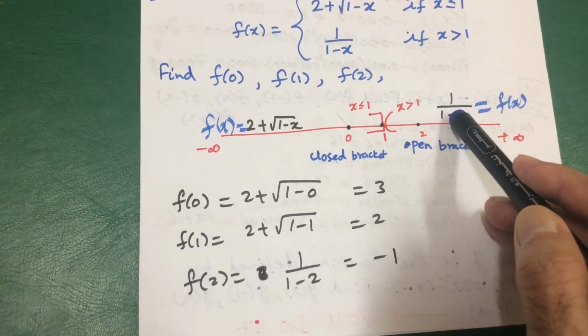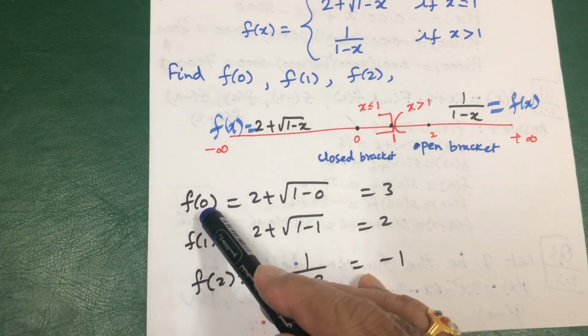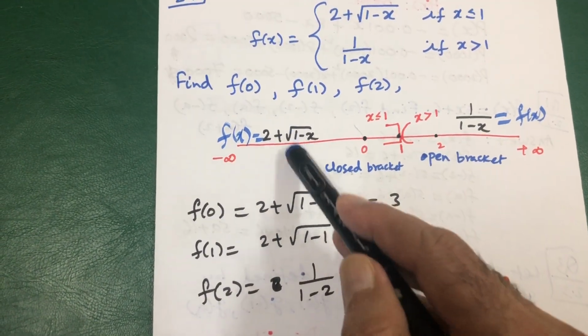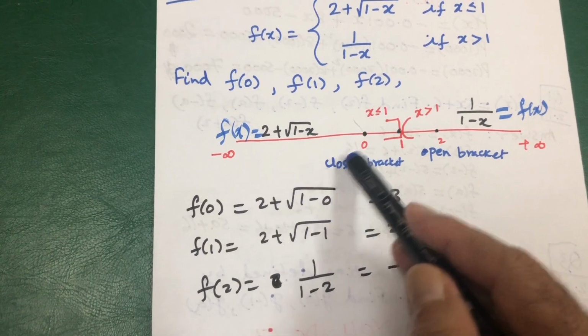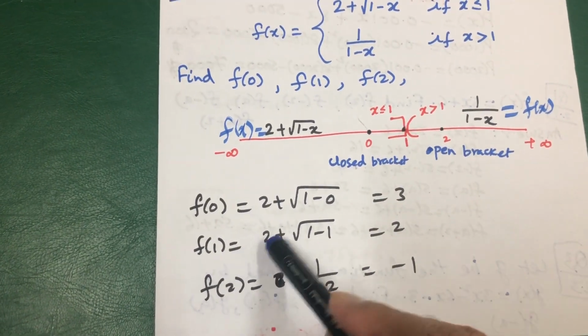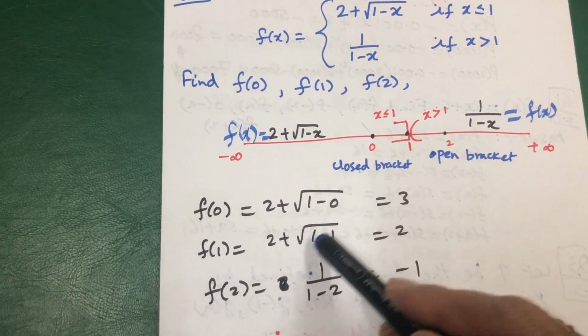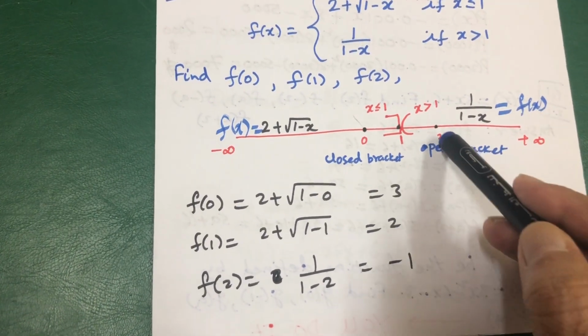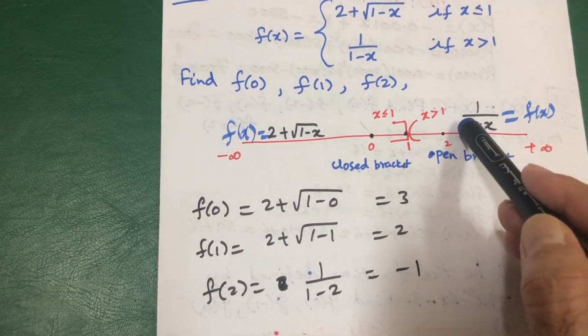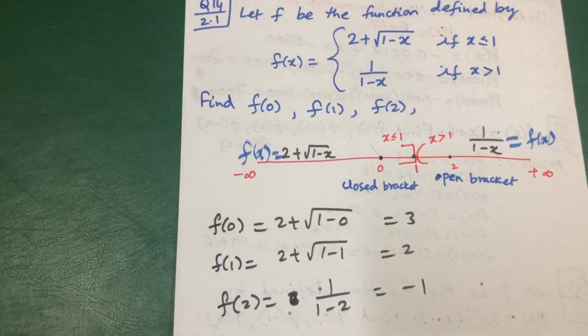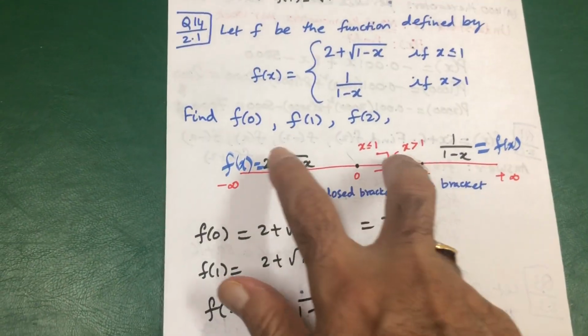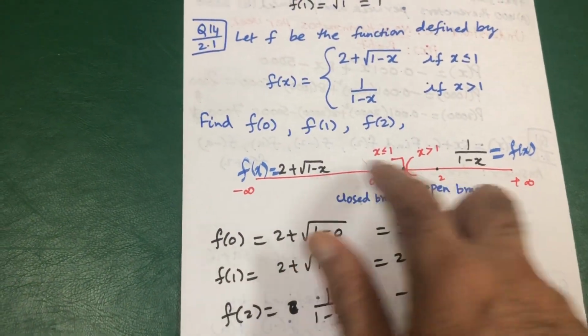So let's come back to the problem. What is f(0)? f(0) means 2 plus root of 1 minus 0, which is 3. f(1) will be here, so 2 plus 1 minus 1 will be 2. And f(2) is 1 over 1 minus 2, which is minus 1. It's a simple problem. Only thing is, you have to make this figure in your mind, or you can draw it. Either way you can do it.